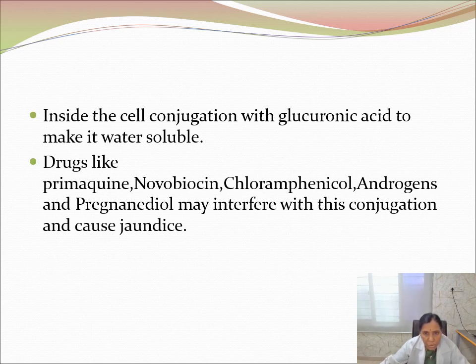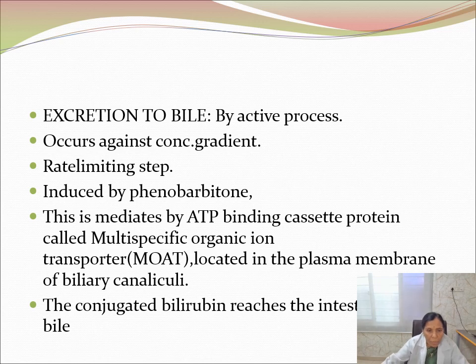Inside the cell, conjugation with glucuronic acid makes it water soluble. Drugs like the anti-malarial drug primaquine, certain antibiotics like novobiocin and chloramphenicol, and certain hormones like androgens and pregnenolone interfere with this conjugation process and cause jaundice. After this, excretion into the bile is the next process, and this is an active process that occurs against a concentration gradient. This is the rate limiting step, and it is induced by phenobarbital.